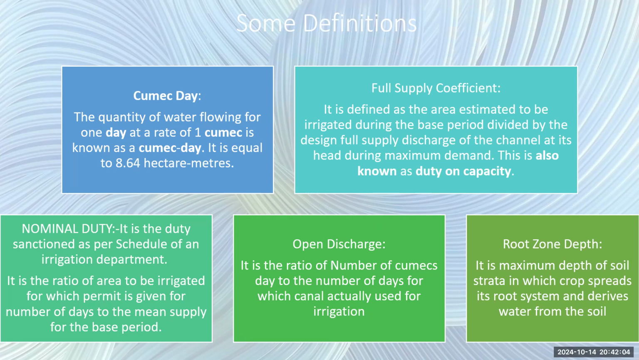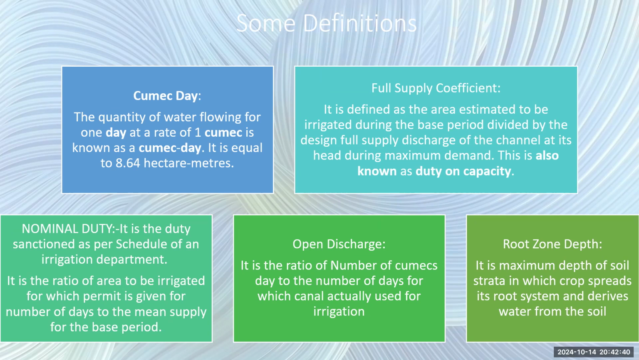There is a term nominal duty. The nominal duty is the ratio of the area to be irrigated, for which a permit is given for a number of days, to the mean supply for the base period. There is a term full supply coefficient. It is defined as the area estimated to be irrigated during the base period divided by the designed full supply discharge of the channel at its head during maximum demand. It is also known as duty on capacity.